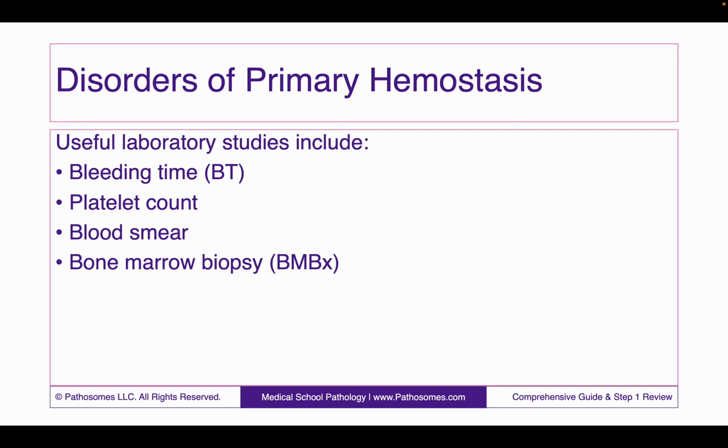Disorders of primary hemostasis. Well, you're going to need to be able to measure these, right? You need to measure bleeding time, platelet count, perhaps get a peripheral blood smear. Or you might even need to perform a bone marrow biopsy or have someone perform a bone marrow biopsy, right? Because you need to get information.